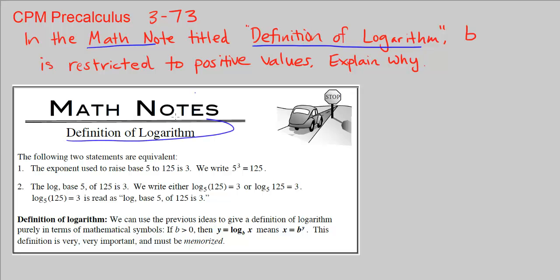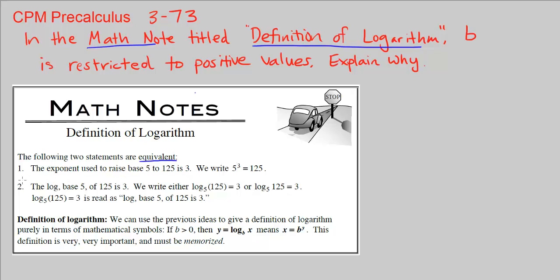Here we have the definition of a logarithm, and we have an example. The following two statements are equivalent, so that means they mean the same thing. Statement 1 means the same thing as Statement 2. Statement 1 says the exponent used to raise base 5 to 125 is 3. So 5 to the 3 power equals 125, right? The exponent used to raise base 5 to 125 is 3.